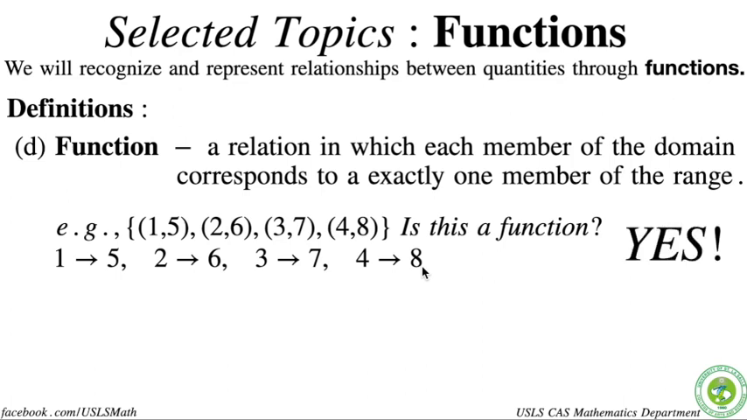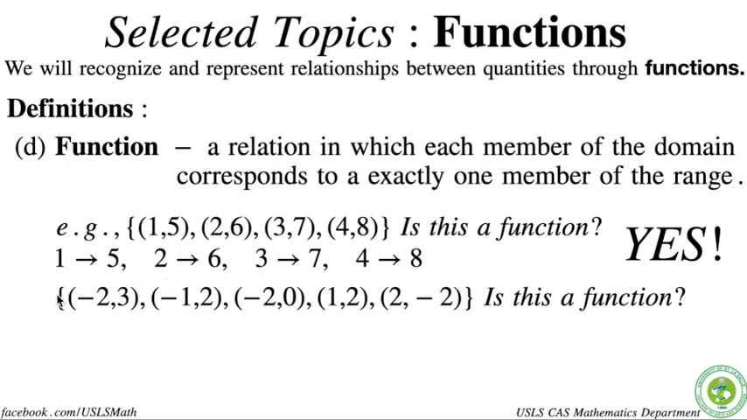Okay, to illustrate, let's have one more example. Negative 2, 3, negative 1, 2, negative 2, 0, 1, 2, 2, negative 2. Now, is this a function? Again, to know if this is a function, we need to try to correspond it to the definition above, that each member of the domain only gives us a single unique member of the range.